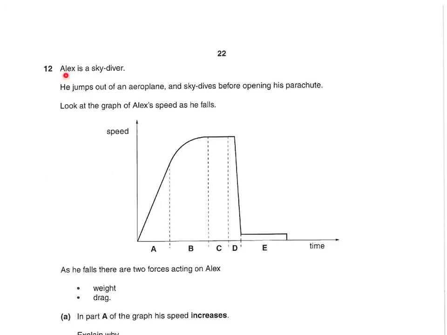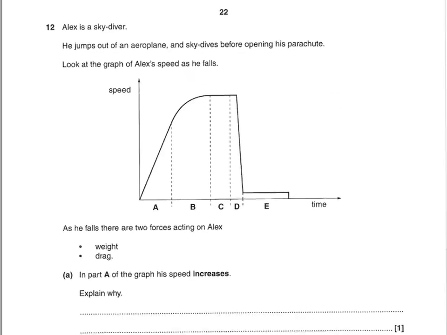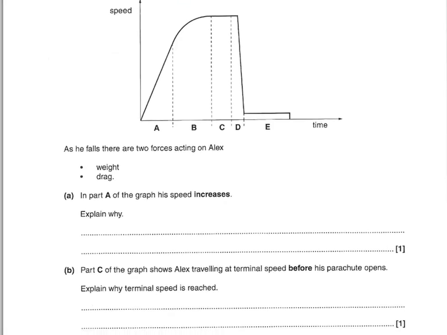Next question says, Alex is a skydiver. He jumps out of an aeroplane and skydives before opening his parachute. Look at the graph of Alex's speed as he falls. As he falls, there are 2 forces acting on Alex, weight and drag. In part A of his graph, his speed increases. Explain why. And all you've got to put there is the fact that the drag is less than the weight. You could also say that air resistance is less than weight, or friction is less than weight. But just the idea that that upward force is less than the downward force.